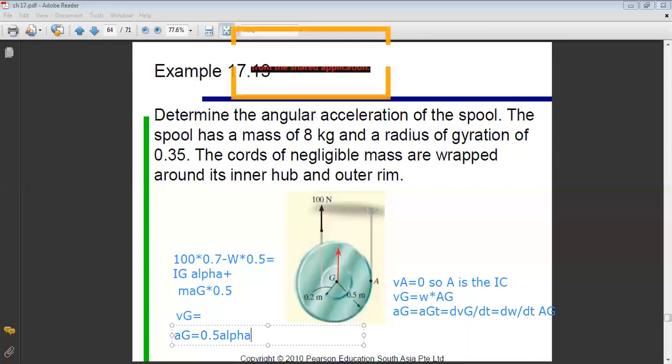You said that VG is omega times AG, and you said it is translating. I didn't understand why; we can derive it. When you have rectilinear translation, the AG tangential equals the derivative of VG. Is there an AG normal here? No. To find the acceleration of G, you just have to derive velocity with respect to time.